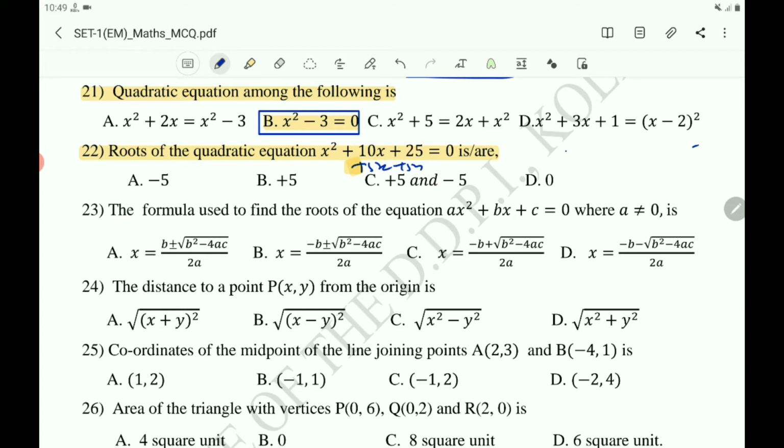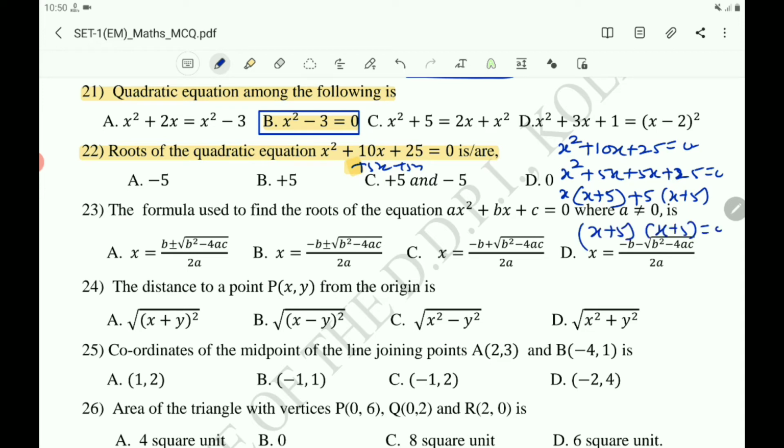If you want to split the middle term then also you can do it. x square plus 10x plus 25 equals 0. You can split it as x square plus 5x plus 5x plus 25 equals 0, because 5x into 5x is 25x square and 5x plus 5x is 10x. Then taking x as common, in the bracket you get x into x plus 5. Then here also 5 into x plus 5. Then the two factors are x plus 5, x plus 5. Then x equals minus 5, x equals minus 5. So option A is the answer.